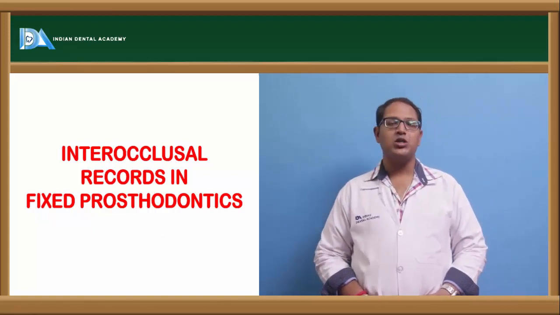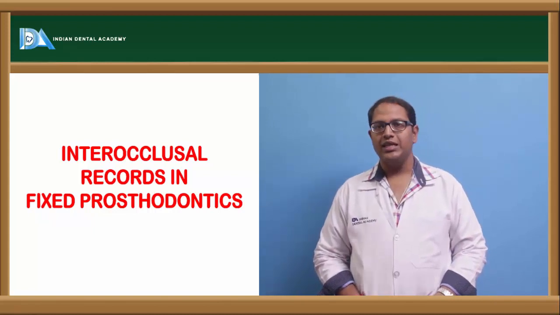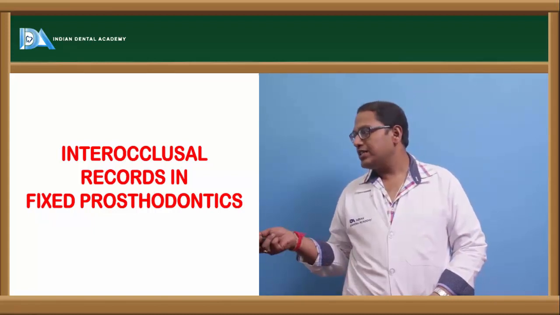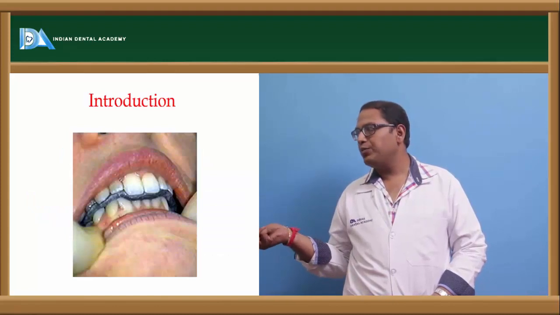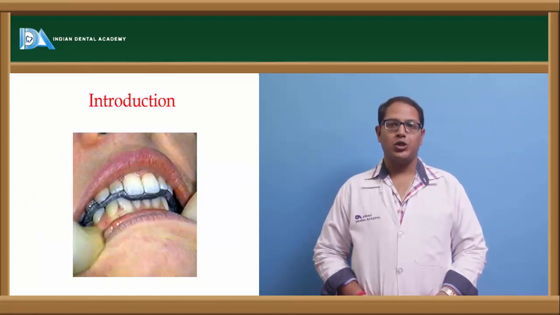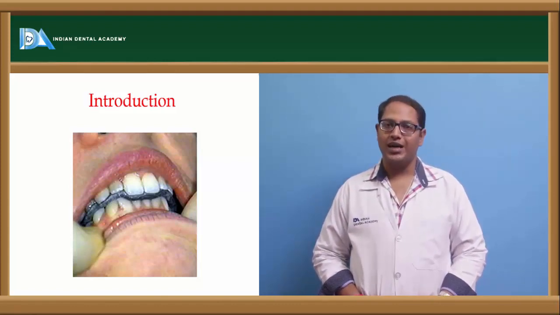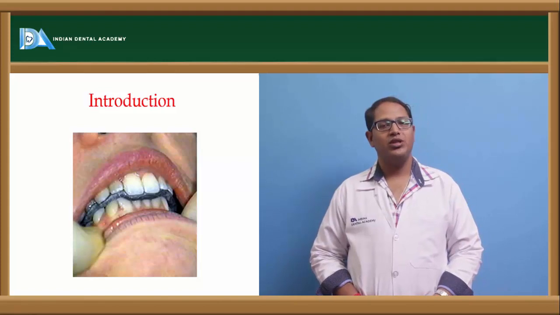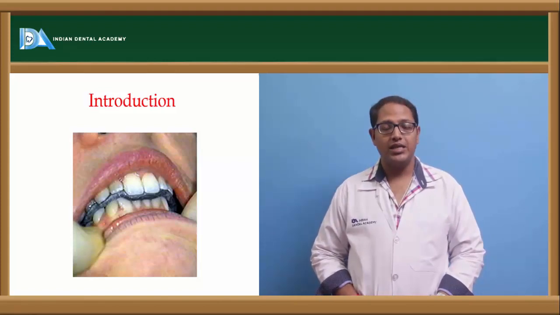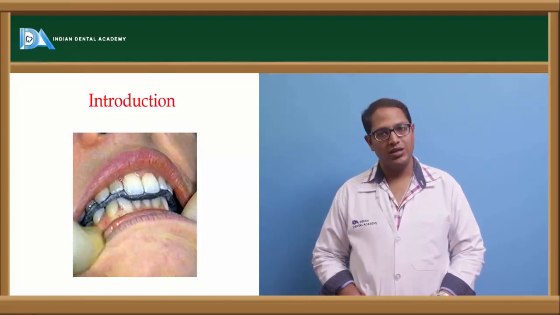And why are we learning it in fixed prosthodontics? We will see that. Now for that, first let us know the importance of the interocclusal record for fixed prosthodontics. Now we have a maxillary cast with us, we have a mandibular cast with us. The basic question that remains here is mounting the maxillary cast with the mandibular cast.